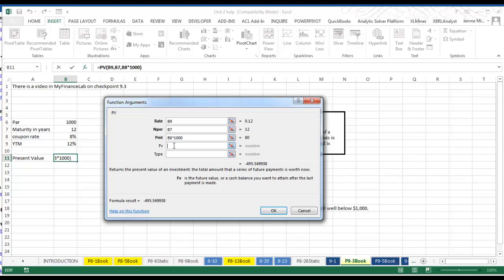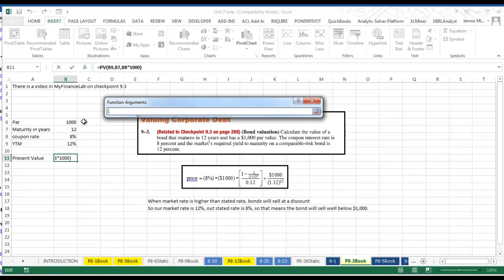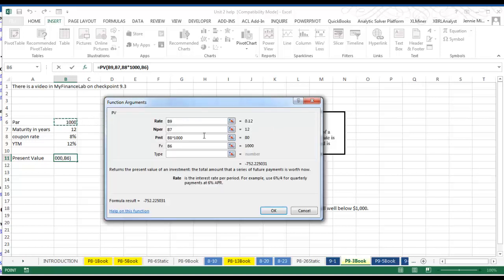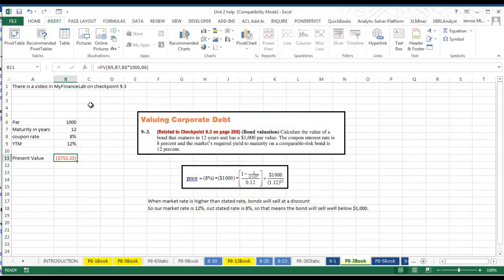Our future value is what we would be paid at the very end. We're going to get that $1,000 back, the full par value of the bond. And so what we end up with here, I'm going to put a little negative sign in front of this, because it wouldn't be a negative amount. If you came up with that negative amount, they would count it wrong. What it actually means is that this bond is worth $752.23 on the market right now. That's what people would pay for it, because the market is yielding 12%.